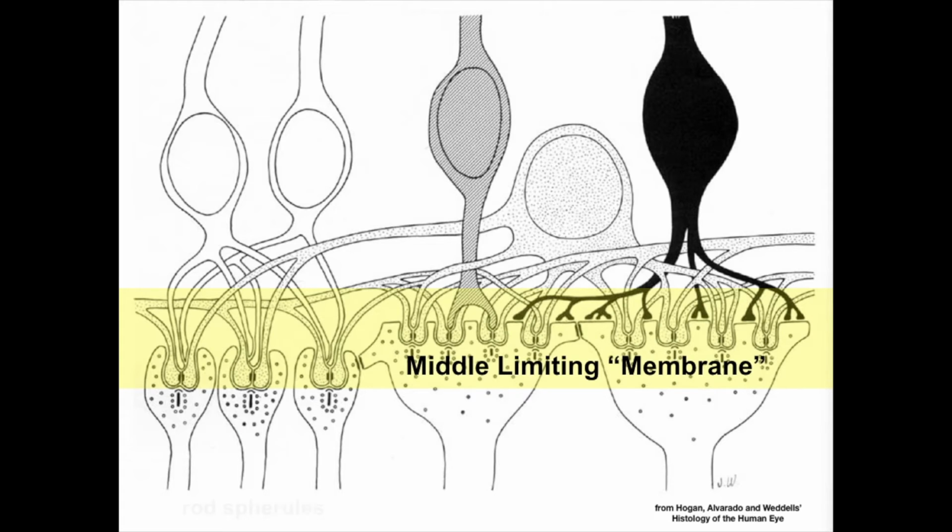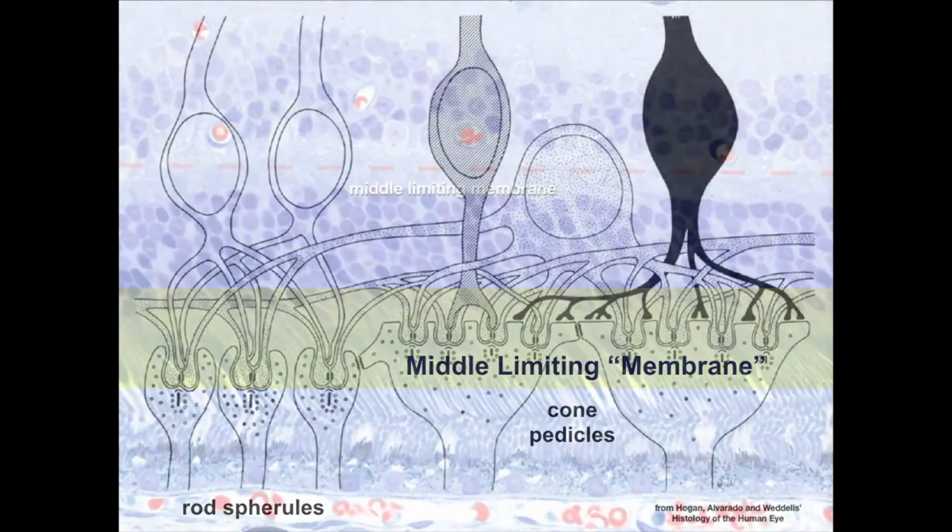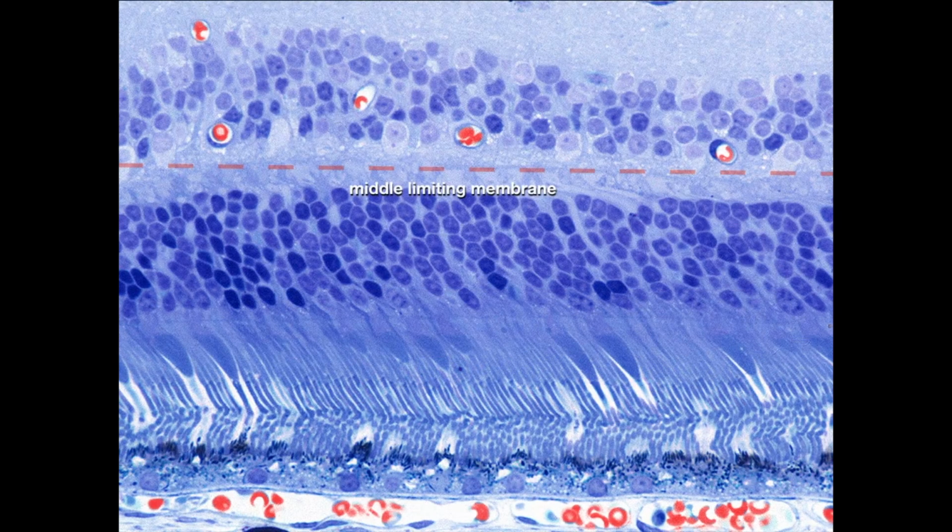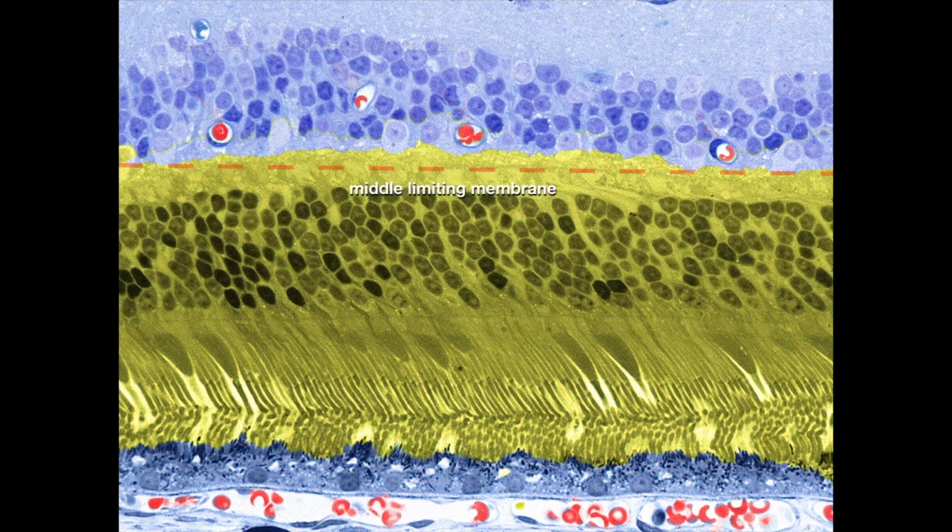The rod spherules and cone pedicles are seen in this diagram of the middle limiting membrane from Hogan, Alvarado, and Weddell's textbook. In this photomicrograph, several capillaries of the deep capillary plexus are seen directly above the middle limiting membrane. The capillaries of the central retinal artery extend no deeper into the retina than the middle limiting membrane. The outer part of the retina is avascular and is nourished by the choriocapillaris.